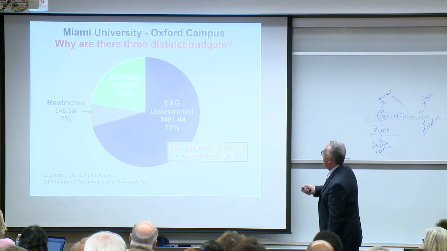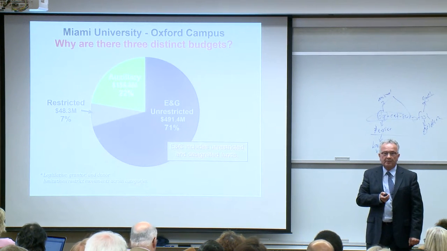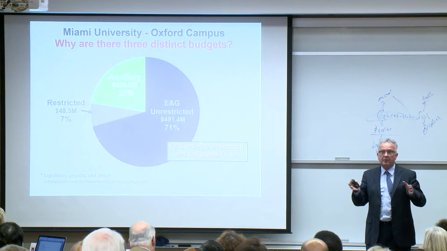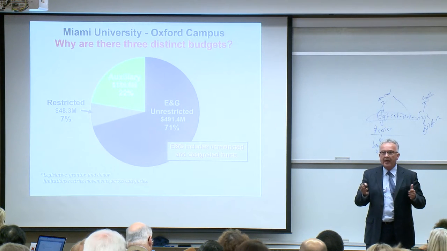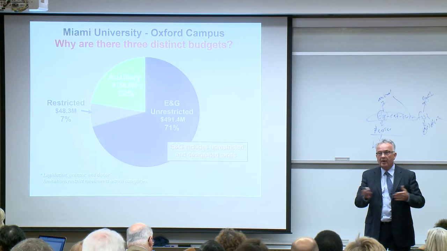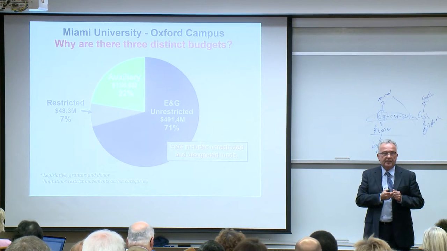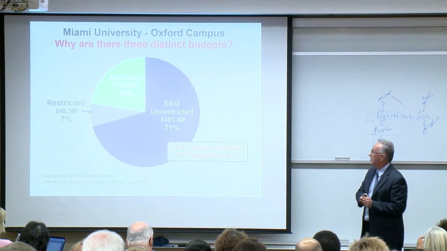A term that some of you may be familiar with, but probably most aren't: what do we mean by our auxiliary budget? We have several what we think of as business enterprises on the campus, the largest and most significant being our housing and dining program. Those operations generate their own revenue, and they operate within the budget that that revenue allows them to accomplish.